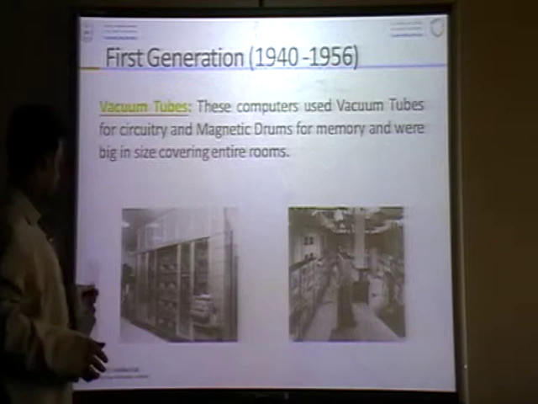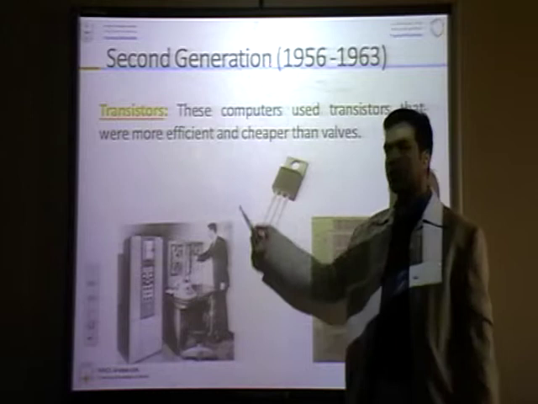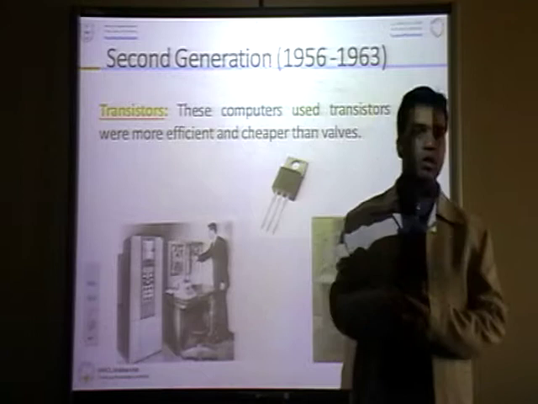In second generation, the computer became a little bit small in size. Why? Because of the transistor. What is this? Transistor. It is a device used to connect the circuit, to connect electronic devices.